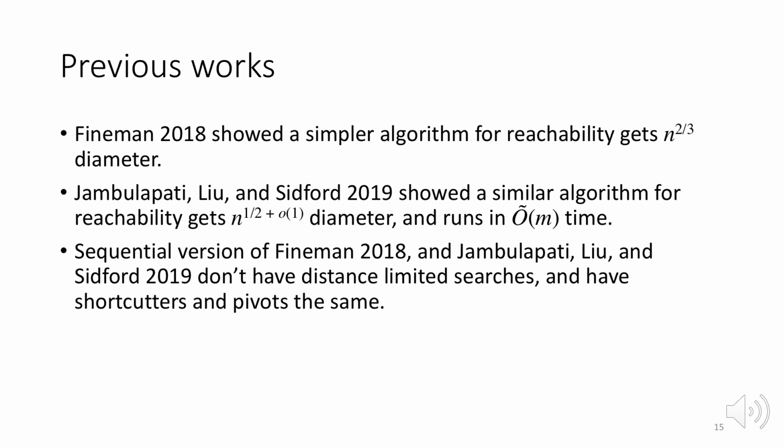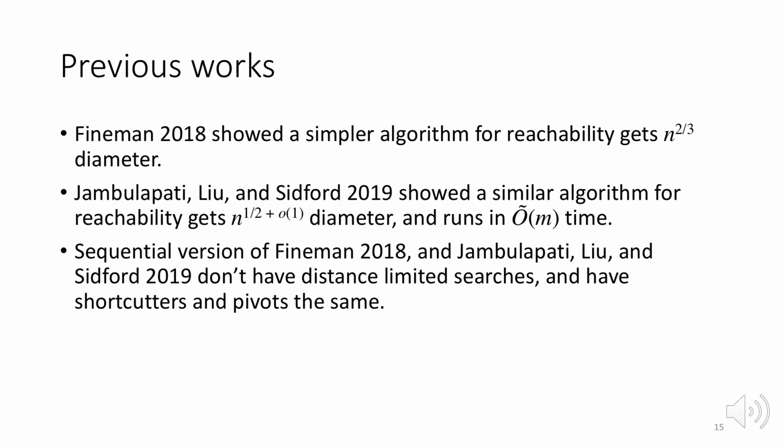Previously, Fineman in 2018 showed a simpler algorithm for reachability that gets n to the 2/3 diameter. Jambulapati, Liu, and Sidford in 2019 showed a similar algorithm to ours, but for reachability, that gets n to the 1/2 plus little o of 1 diameter and runs in nearly linear time. Both of these algorithms are similar to ours. However, in the sequential versions of Fineman 2018 and Jambulapati, Liu, and Sidford 2019, they don't have distance limited searches, and the shortcutters and the pivots are the same nodes.